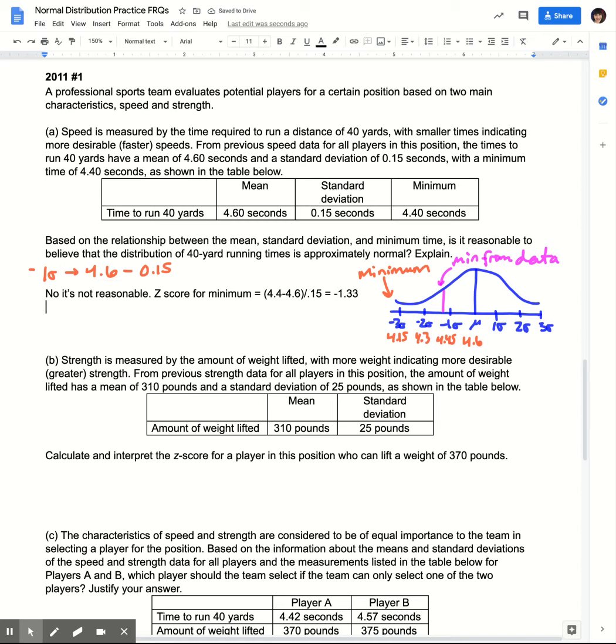So in a normal distribution, the z-score for the minimum would be smaller, or maybe not smaller, that's not the best word, it would be more negative.